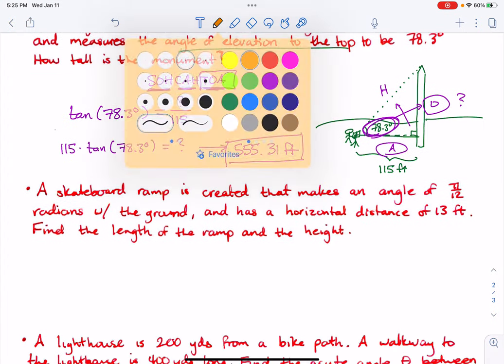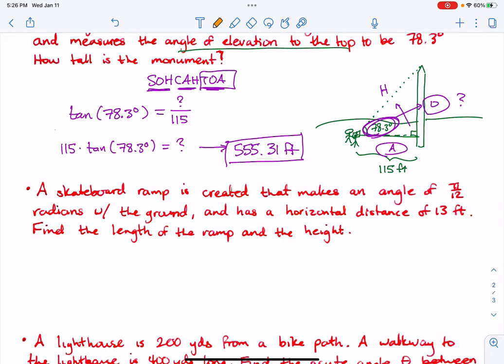Here we got another problem. We have a skateboard ramp that is created to make an angle of pi over 12 radians with the ground. It has a horizontal distance of 13 feet. Find the length of the ramp and the height. One thing to clarify, I might not have been clear about this. The length of the ramp is talking about the slant, the slanted part of the ramp that the skateboard is actually going to ride on top of.